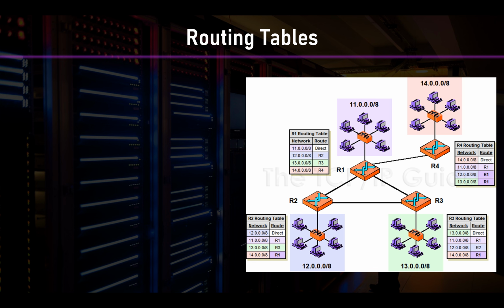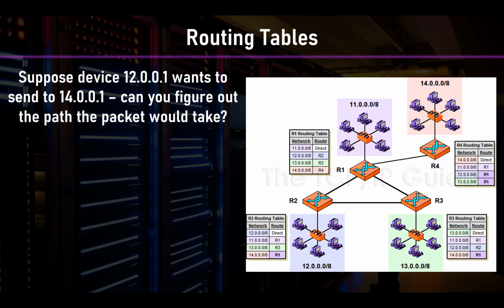Then if we look at routing tables, we're just going to look at this briefly, and in more detail next class. Suppose device 12.0.0.1 wants to send to 14.0.0.1. Can you figure out what path the packet would take?